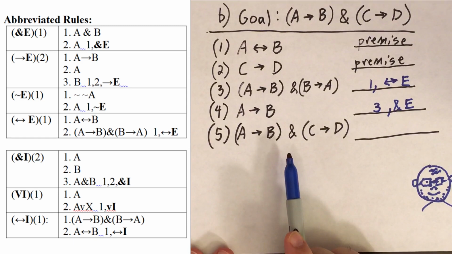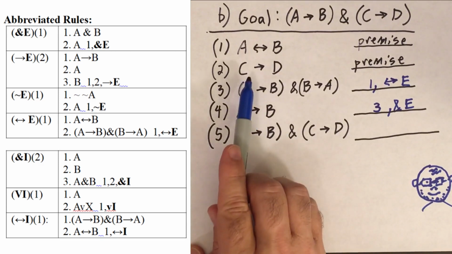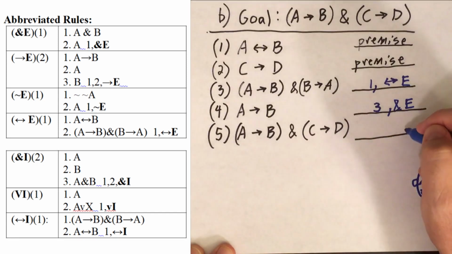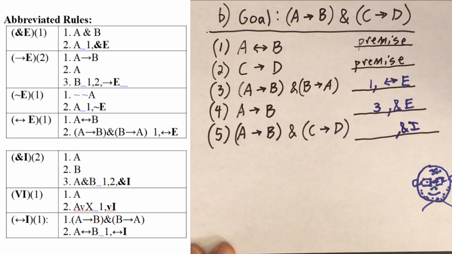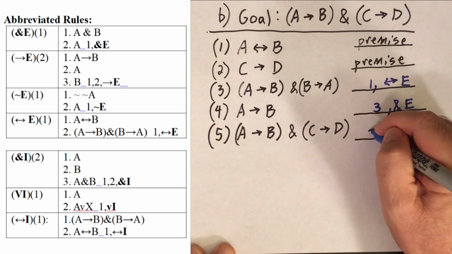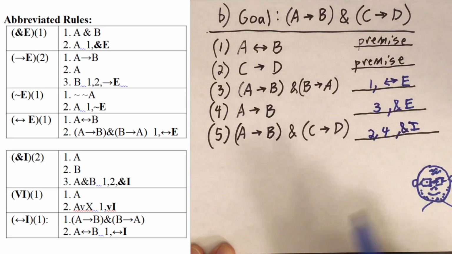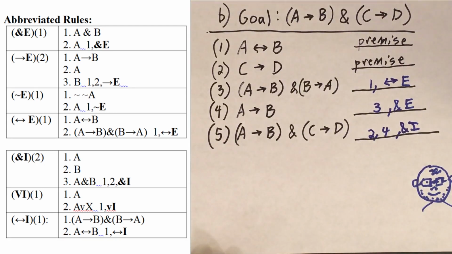An and introduction rule says that if I know two sentences are true, then I can put them together with a new and. Well, notice what I have. There's my A conditional B in line 4, and there is my C conditional D in line 2. So all I've done is put together lines 2 and 4 with an and introduction. To be sure, we check our rule sheet. The and introduction requires 2 lines of justification, and we know what they are. Lines 2 and line 4. And by the way, I'm not worried what order you write those numbers in. 4, 2 would have been fine. 2 and 4 and introduction. This proof is now justified.